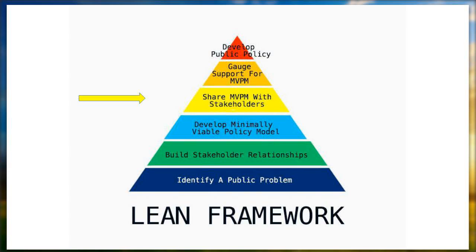The fourth step is to share your model with stakeholders. It can be quite uncomfortable to go public with a minimally viable policy model, as by definition, it is incomplete, flawed, and full of holes. The key is to remember that it is good enough to communicate the key points and elicit a response. The very idea of a minimally viable model may seem disconcerting, just as business people are uncomfortable taking anything but a finished product out to show to people.